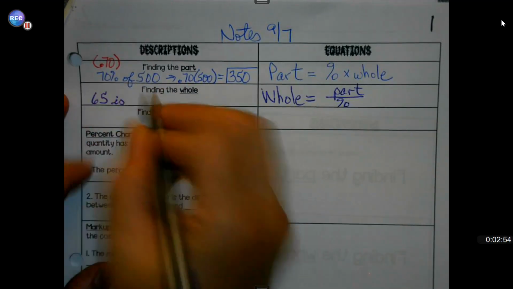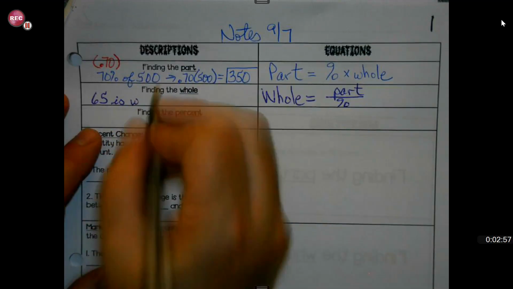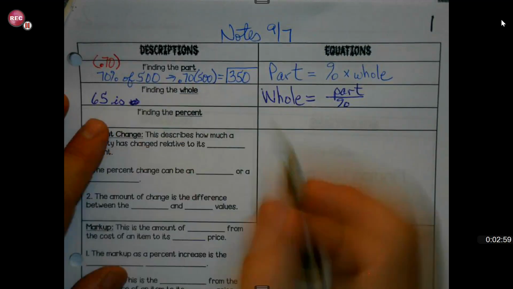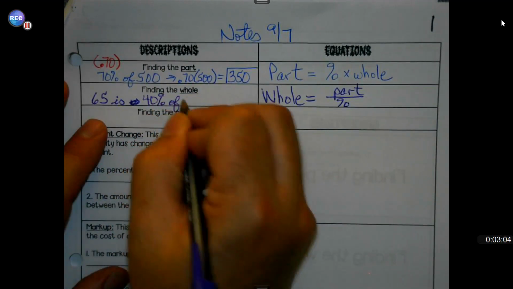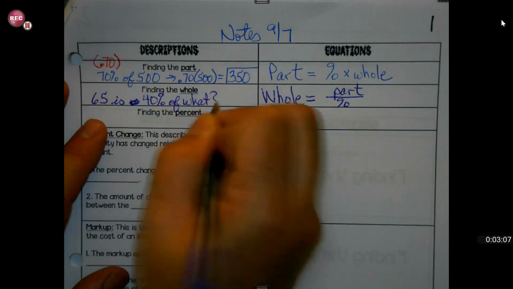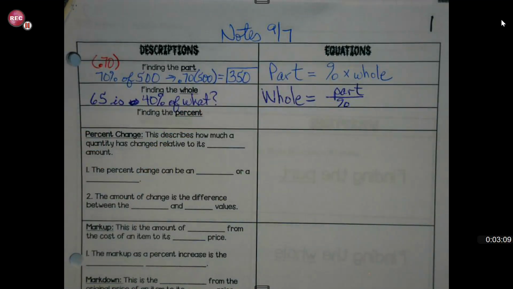That'd be something like 65 is, oops, I almost put the wrong part there, 65 is 40% of what number? Here, maybe I know the discounted price of an item, and I know what the discount is, but what I'm trying to figure out is what it was supposed to be going for originally. What did I pay for it originally? Since I wrote so big, I guess I'll do the example over on the other side.